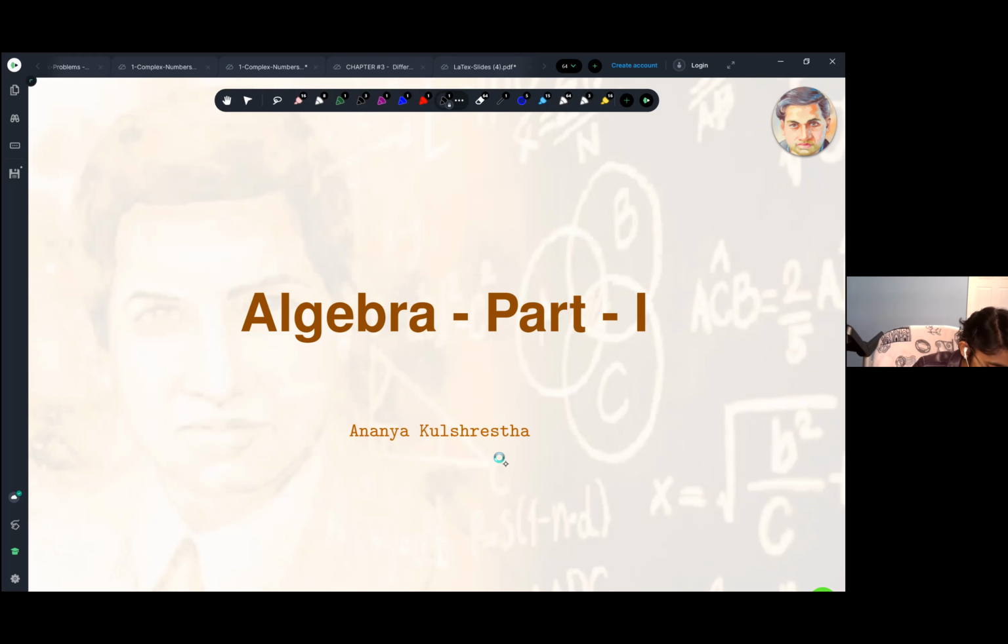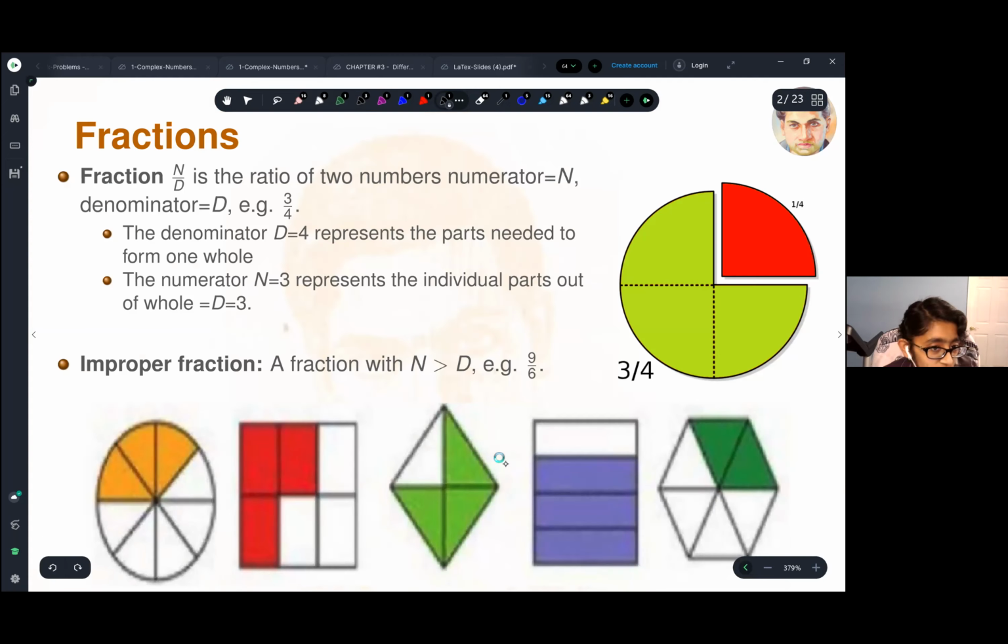Let's begin by looking into fractions. Fractions are basically the ratio of two numbers, one number divided by another number. The numerator is the thing on the top. So you have a fraction n over d. The numerator is over here and the denominator is over here.